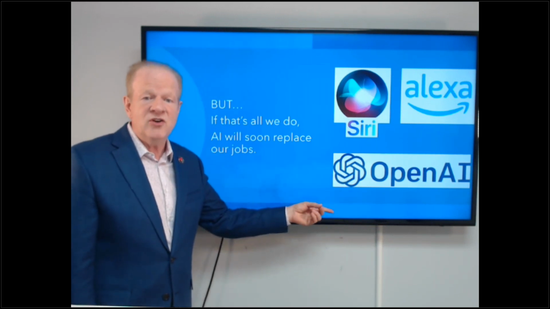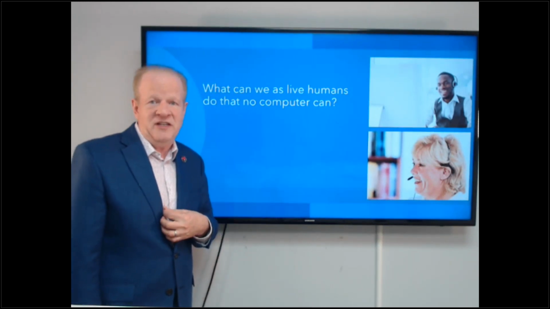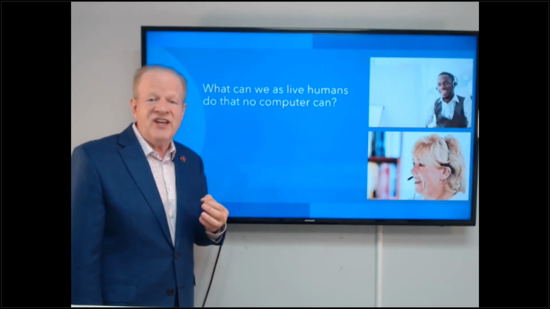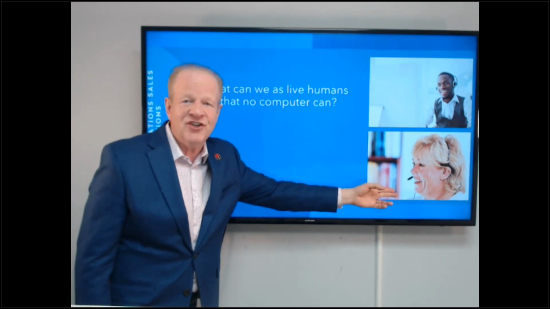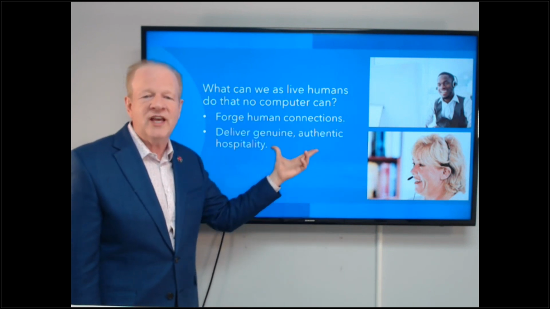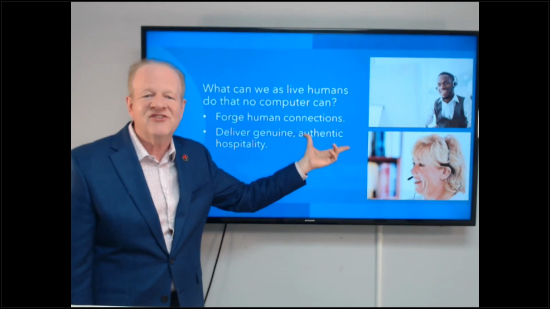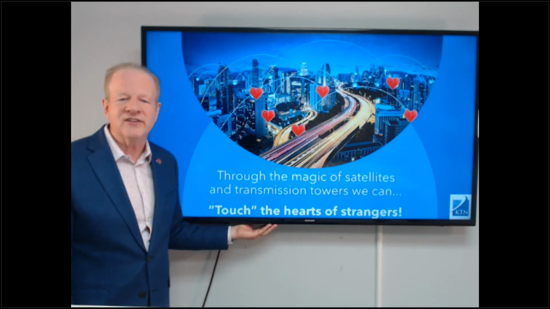AI is getting smarter, okay? But we're live humans, and we can do things that no computer can. We can make human connections. We can forge human connections. We can genuinely deliver authentic hospitality through the magic of satellites and transmission cell phone towers.